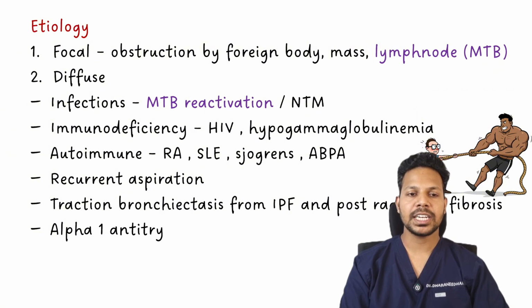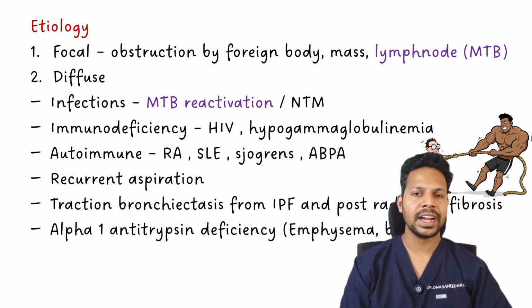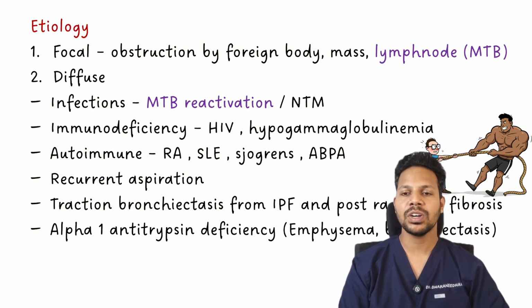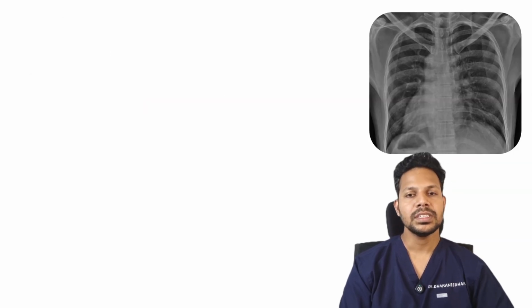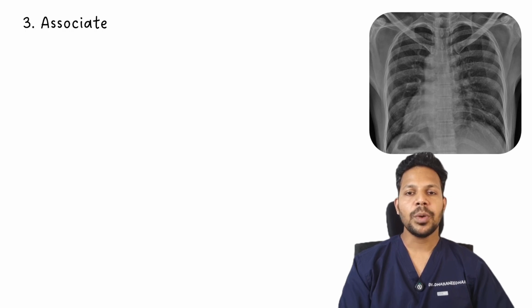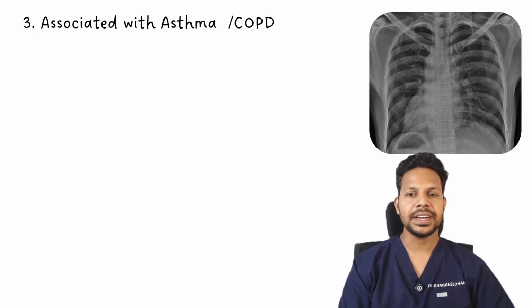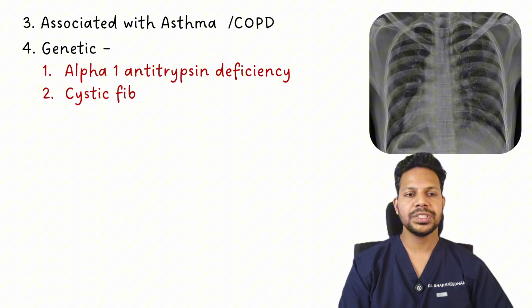And then alpha-1 antitrypsin deficiency. Of course, this is a genetic cause, and alpha-1 antitrypsin deficiency can cause both emphysema as well as bronchiectasis. Then it can be commonly associated with asthma or COPD as well. And the genetic causes. What are the genetic causes? Starting with the first one, alpha-1 antitrypsin deficiency. Number 2, cystic fibrosis. We have already discussed cystic fibrosis.